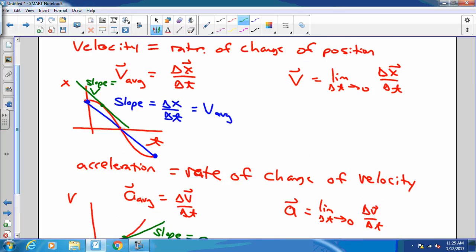And why does this slope mean velocity? Because the slope is the rate of change of the position. So a slope is always computing a rate of change. The rate of change of what? The rate of change of whatever the vertical variable is. Does that make sense to everybody?